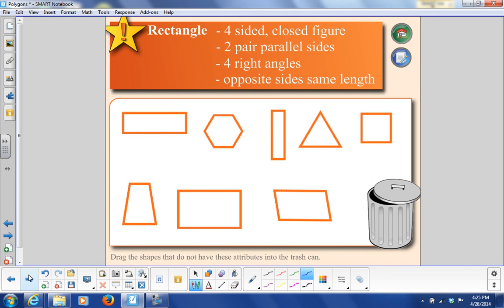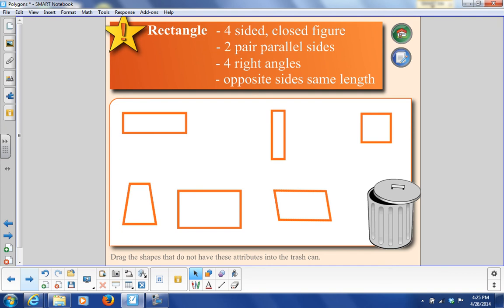All right, rectangle. You guys should all know rectangles. Rectangles are four-sided closed figures, two pair of parallel sides, four right angles, and the opposite sides are the same length. That's what differentiates it from a square. So first let's eliminate what we can. Four-sided figures. This one's not a four-sided figure. This one's not a four-sided figure. This one, not a four-sided figure. The rest of them appear to have four sides.